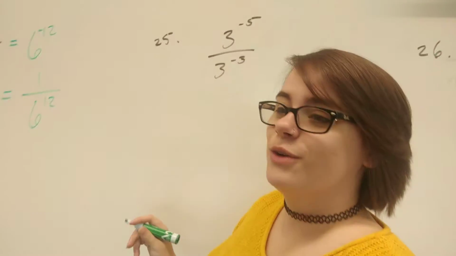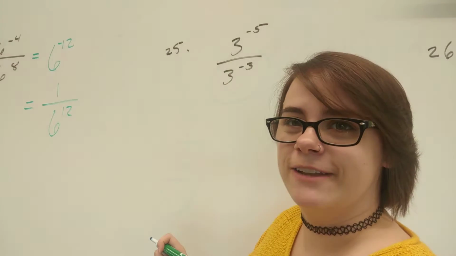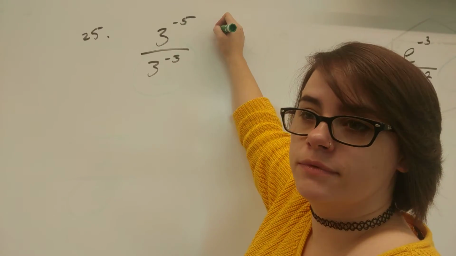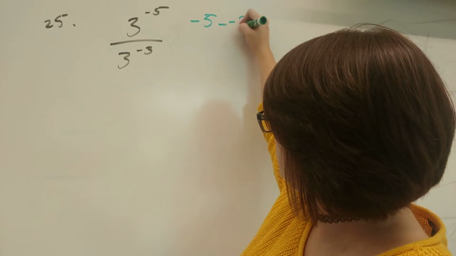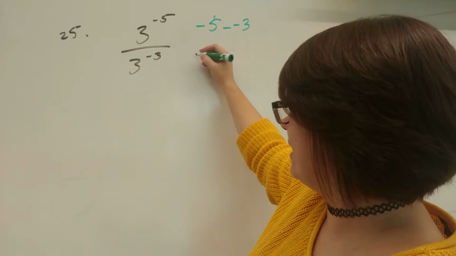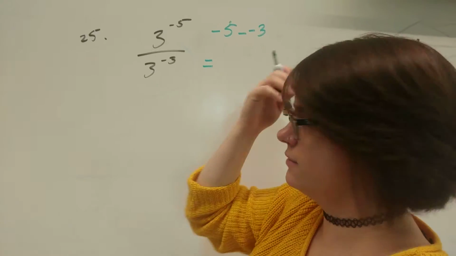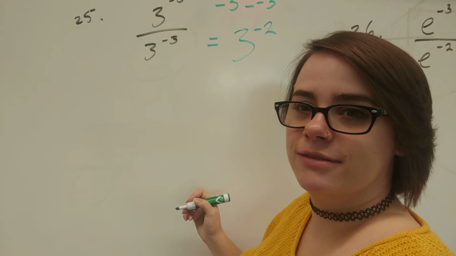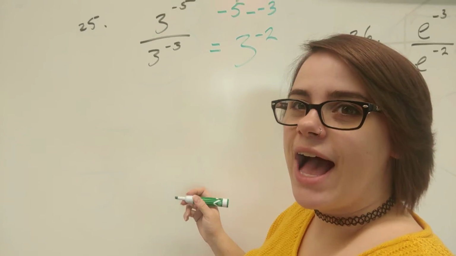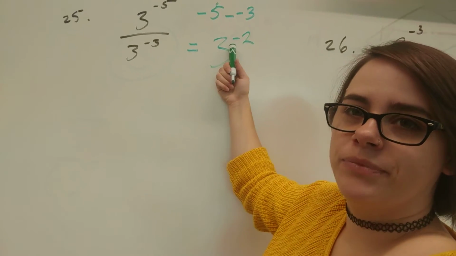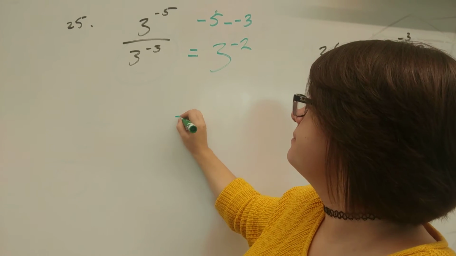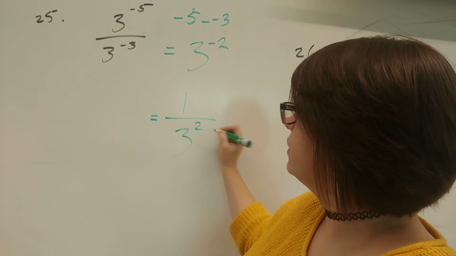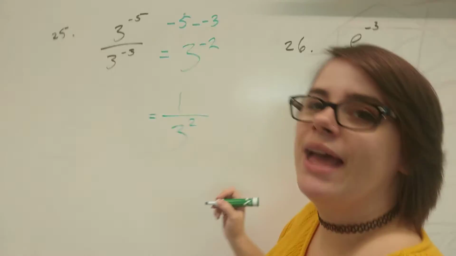Awesome. 25. Riley, tell me how I'm going to start this. Cool. What am I going to subtract from what? Negative 5 minus negative 3. What is that? 3 to the negative second power. Hey, Gracie. I got an exponent that's not happy. How can I make it happy? Oh, 1 over 3 to the second power. Girl, you are killing it.